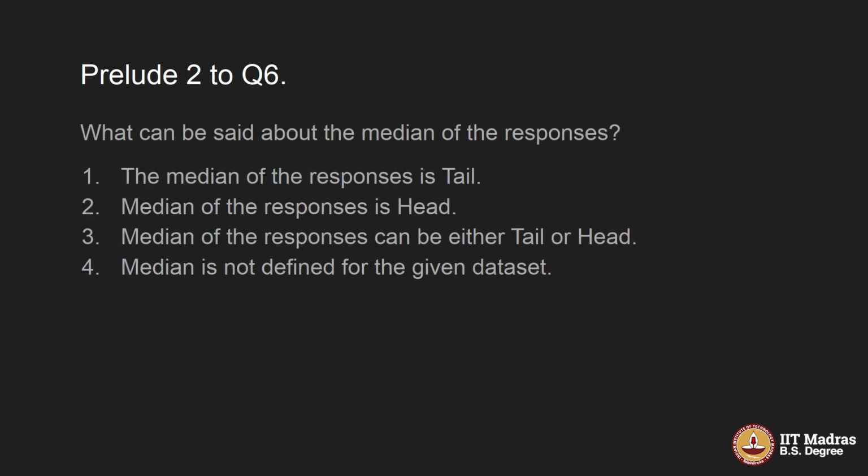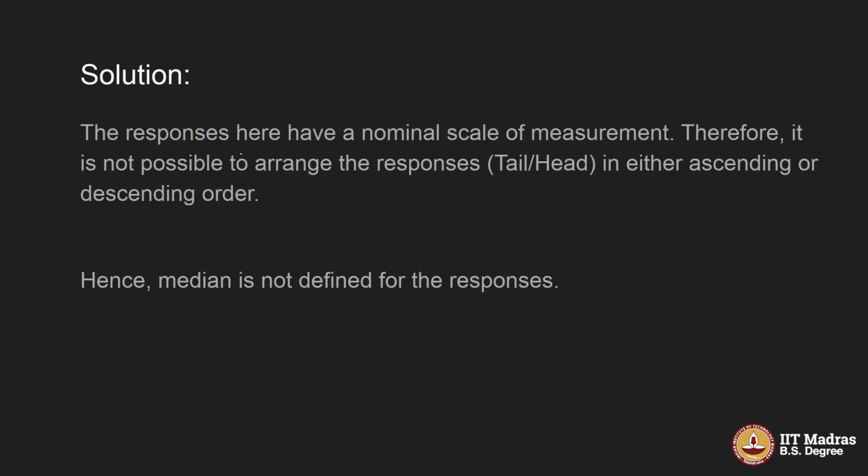Now, what can be said about the median of the response? We have been given data which gives us tail and head, and these cannot be ordered, so we don't have a median. We cannot find the median because we can only find the median for ordinal data. So median is not defined for the given data set. So option 4 is correct. The reason is that the responses here have a nominal scale of measurement. Therefore, it is not possible to arrange the responses in ascending or descending order, so the median is not defined for the responses.